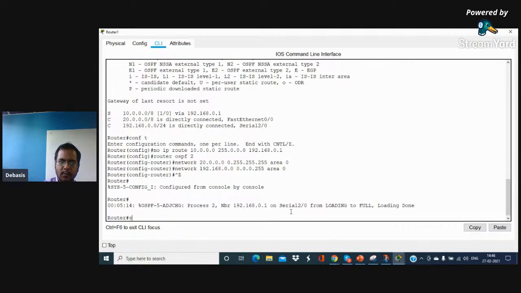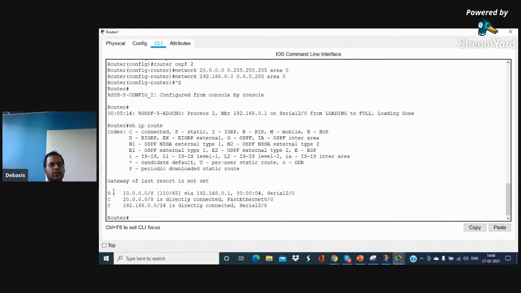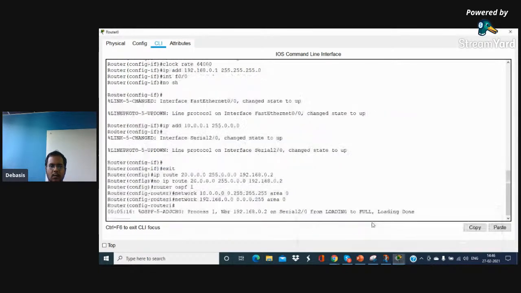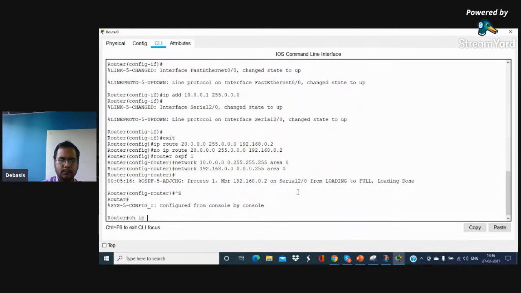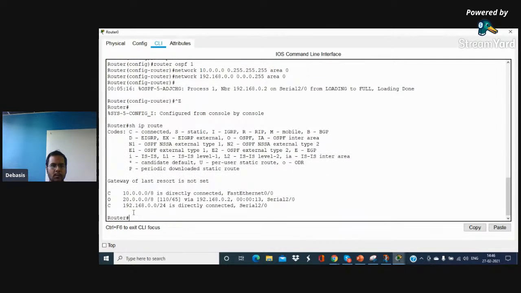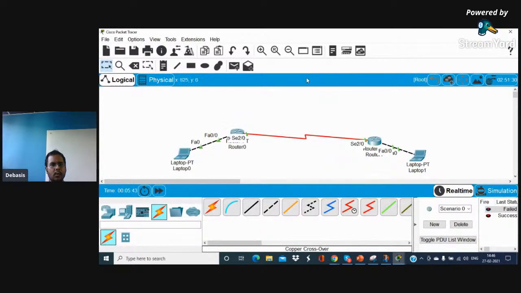And you give the command show ip route. You can see the OSPF route there as well as on this router also. Okay, it's there. And already the PCs are configured. So here also you can send packets from both the PCs successfully. Yes, it's successful.